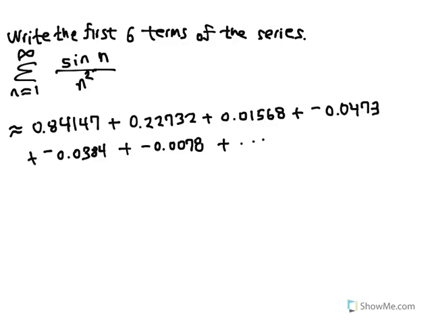So these are the first 6 terms of the series, and what I'd like to emphasize is that this is not an alternating series, because we do not have alternating signs for consecutive terms. So the first term is positive, but the second term is not negative. We have positive, positive, positive, and then a negative term, a negative term, and a negative term. So this is not an alternating series.